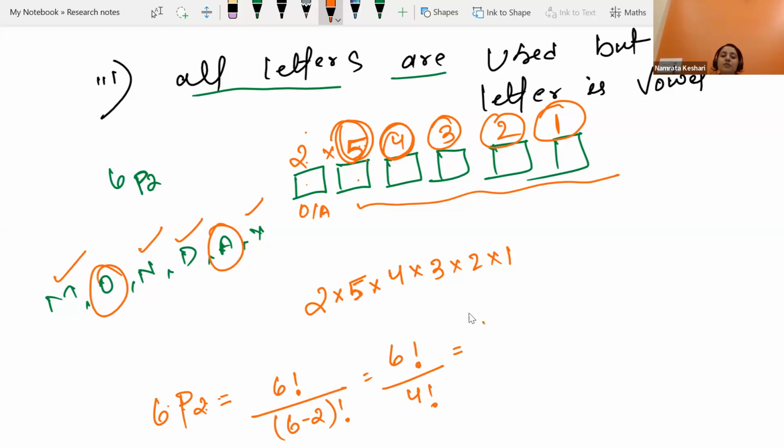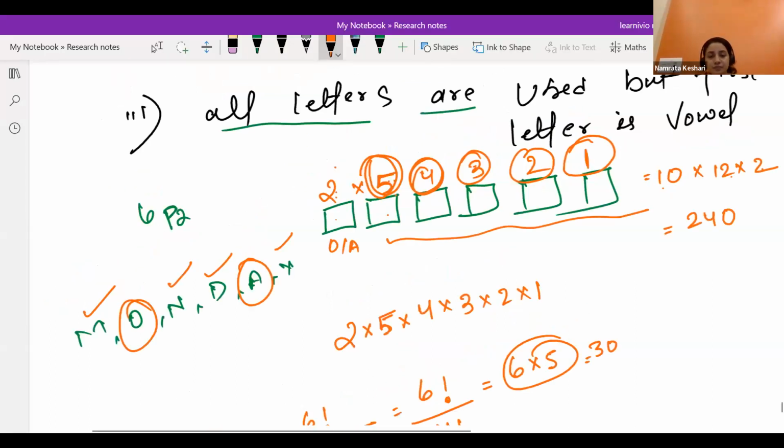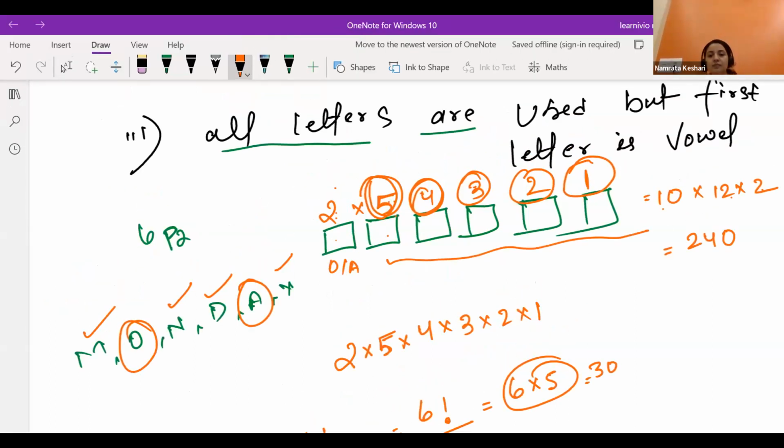Still, if we will solve it, we will be having 6 into 5, that is 30 is the answer, which is not true. यहाँ से हमारा आंसर क्या आ रहा है? 2 into 5 10, 4 into 3 12 into 2 12, 2 times 24 into 10 240 आंसर आ रहा है. हाँ या ना अलीना? अब आ रहा है समझ में? Any confusion so far, Alina? No, ma'am.